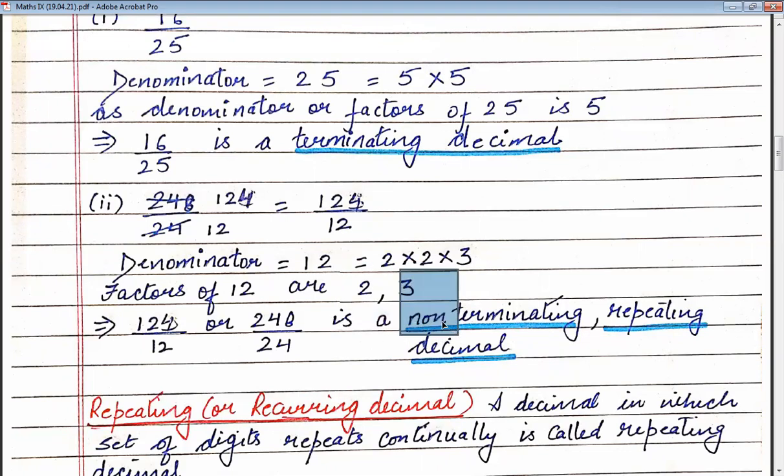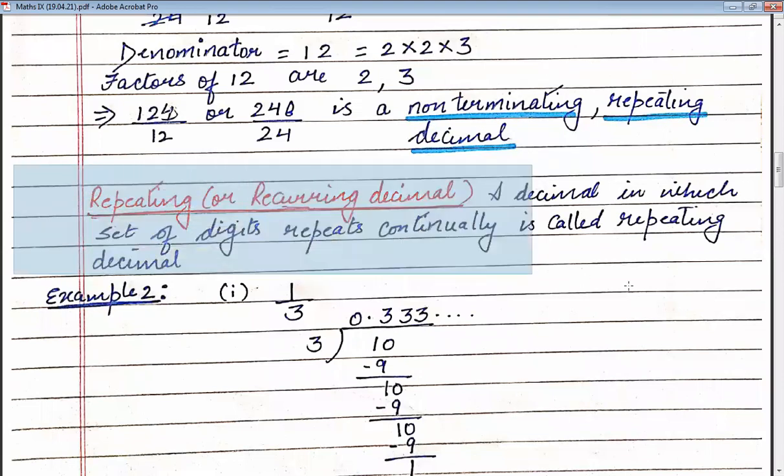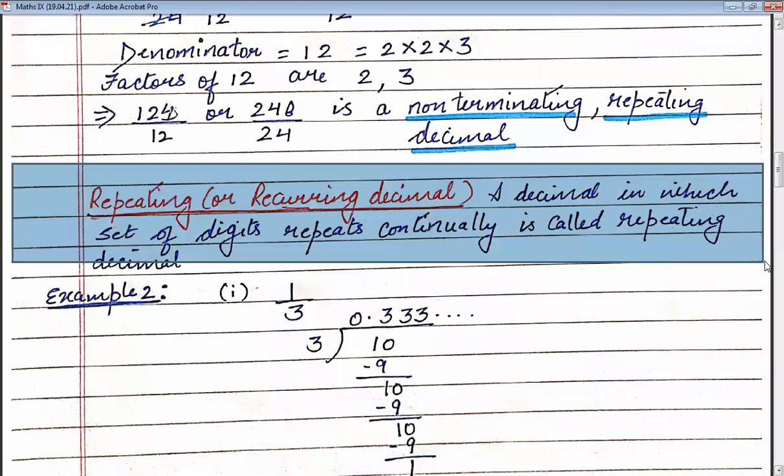You can see that it is 3. So it is a non-terminating and repeating decimal. Is it clear? It will repeat. Now let's have a look at the other one. Here I have used the word repeating. Let's see what is the meaning of repeating decimal.